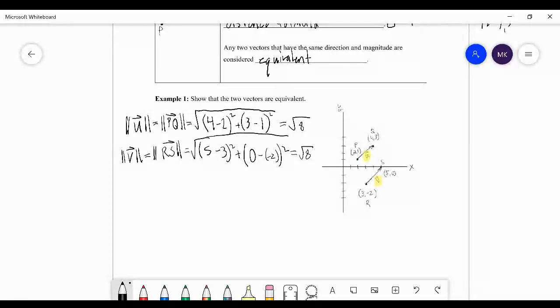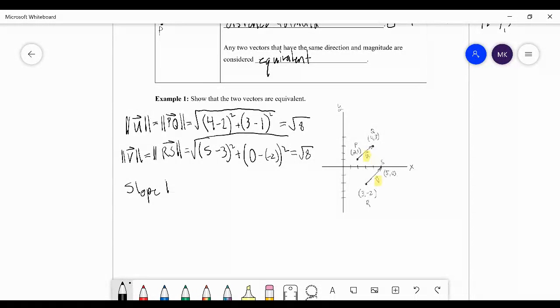Now, do they have the same direction? And the way we calculate the direction is we essentially want to find the slope. And now there's a third component to this after slope, and we'll talk about that in just a sec. So keep paying attention, right? Don't just zone out and be like, slope, yeah, I got this.